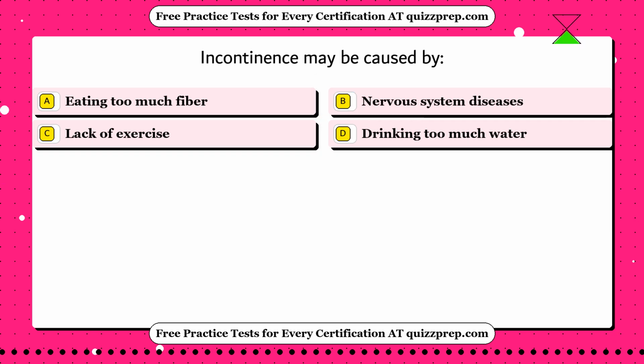Question 7. Incontinence may be caused by Option A. Eating too much fiber. Option B. Nervous system diseases. Option C. Lack of exercise. Option D. Drinking too much water.